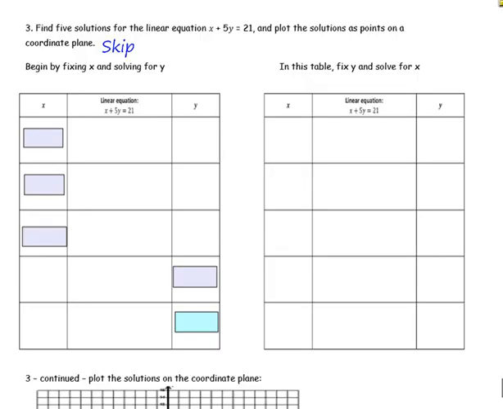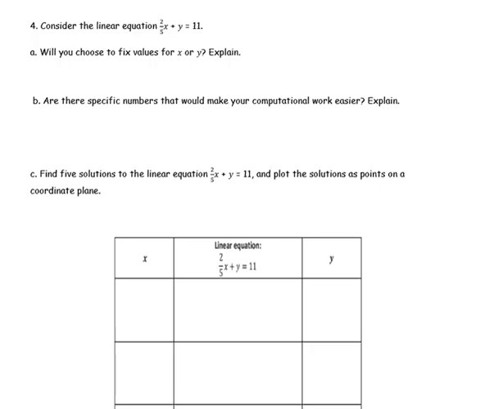The next problem that we're going to do is number 4. Consider the linear equation 2/5 x + y = 11. A: Will you choose to fix values for x or y? Explain. B: Are there specific numbers that would make your computational work easier? Explain. C: Find 5 solutions to the linear equation and plot the solutions as points on the coordinate plane.